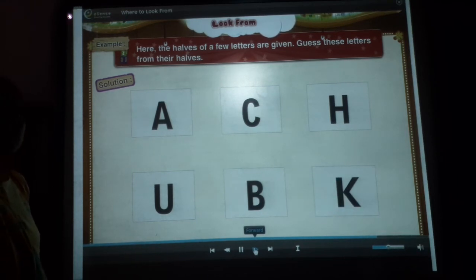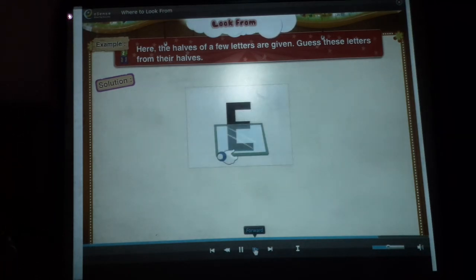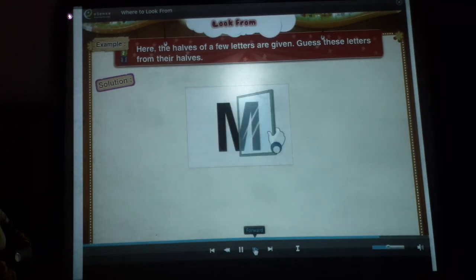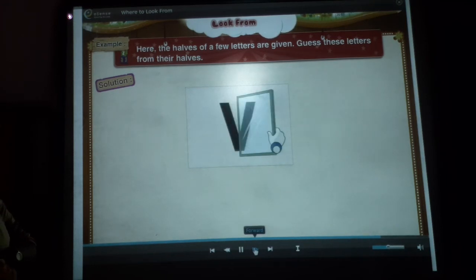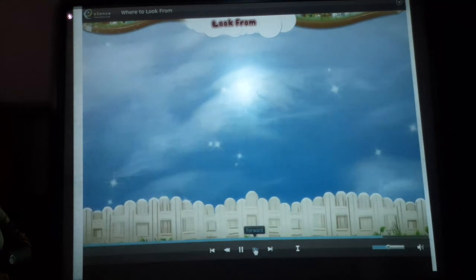In the same way, remaining letters are mirror halves of D. Which letters can be mirror halves? M, N, O, S, V, W, X and Z. P cannot be, and Y also cannot be a mirror half.